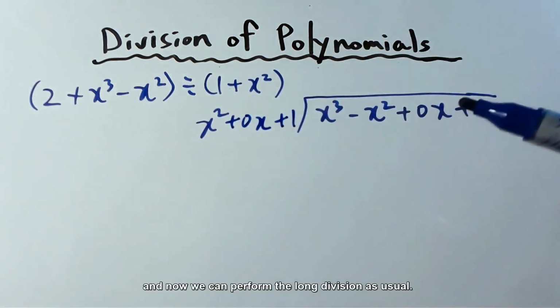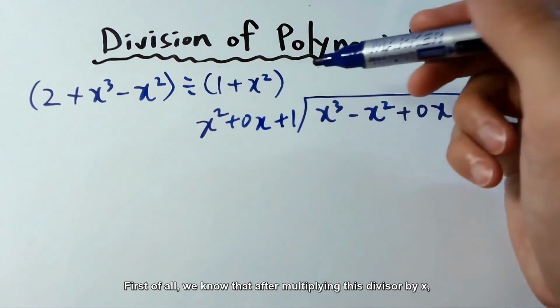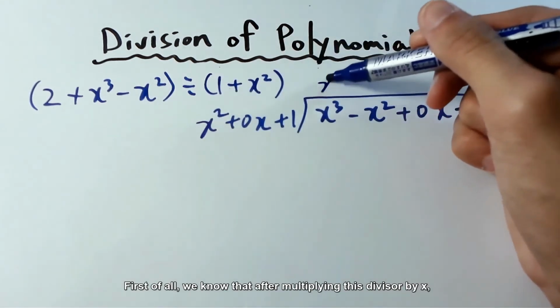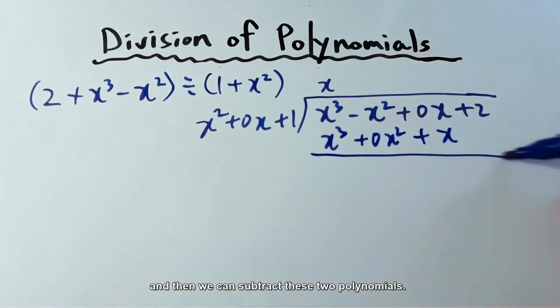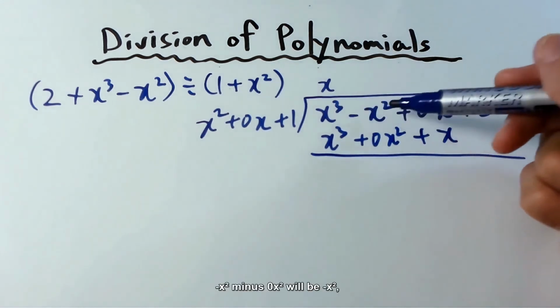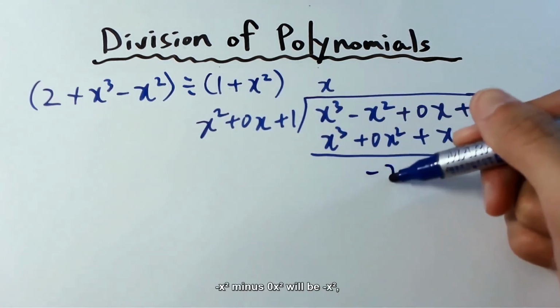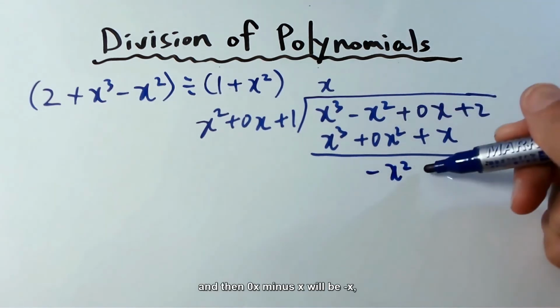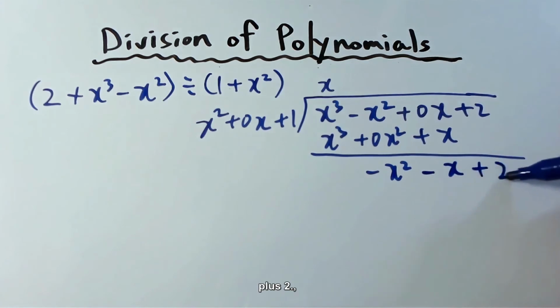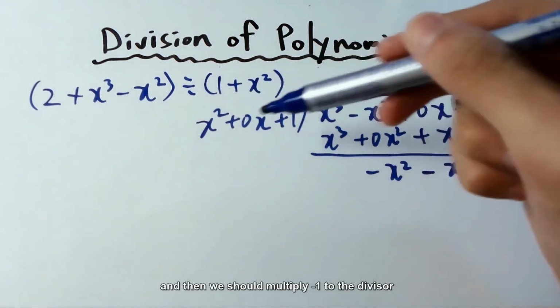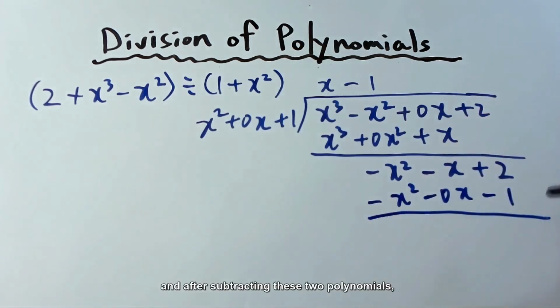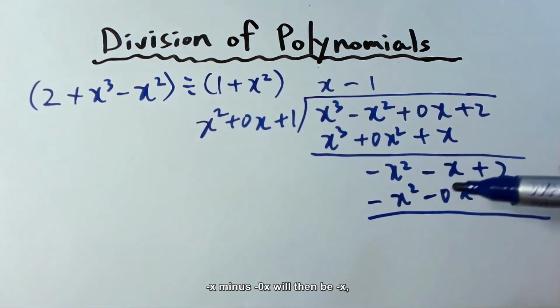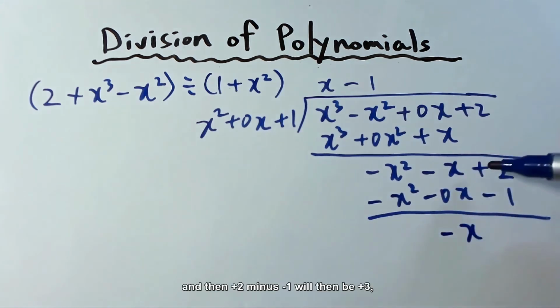And now we can perform the long division as usual. First of all, we know that after multiplying this divisor by x, it should start with x to the power 3, like this. And then we can subtract these two polynomials. Okay, minus x squared minus 0x squared will be minus x squared. And then 0x minus x will be minus x plus 2. And then we should multiply minus 1 to the divisor so that it starts with minus x squared. And after subtracting these two polynomials, minus x minus 0x will then be minus x, and then plus 2 minus minus 1 would then be plus 3.